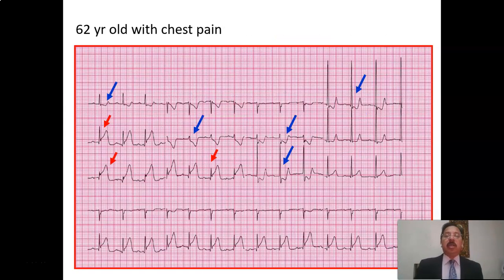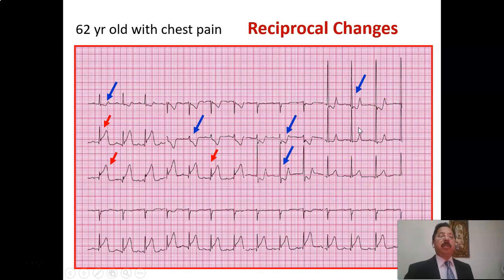This is a 62-year-old with chest pain, and you see the ST segment elevations in V2, V3, and V4. So this is your inferior wall myocardial infarction, and you will also appreciate ST segment depression in I, aVL and in the chest leads, especially V2, V3, and V4, even V5 also. So these are your reciprocal changes. So inferior MI with reciprocal changes.